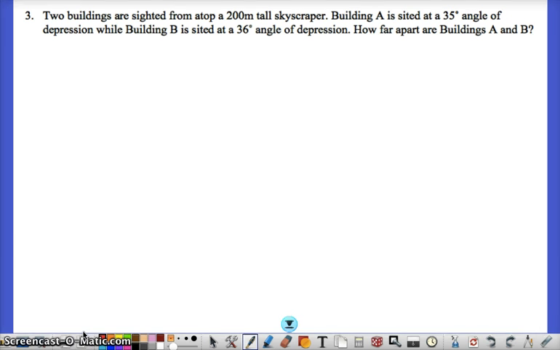And we're about done. Shortest video ever. All right, two buildings are sighted at the top. From atop a 200-meter tall skyscraper, building A is sighted at a 35-degree angle, and building B is sighted at 36. How far apart are the buildings?